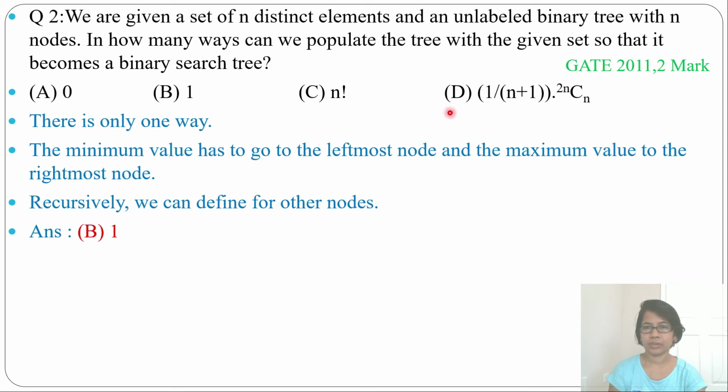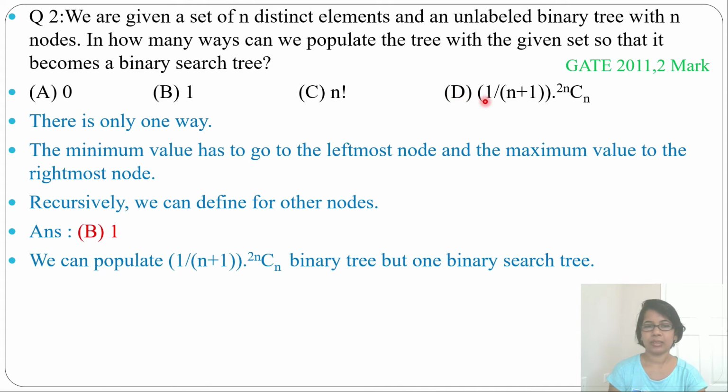Here one option given is D, and I will discuss this. We can populate 2nCn by n plus 1 number of binary trees. But here it is asking the number of binary search trees. So the number of binary search trees will be 1, but if you need to populate a binary tree, the number of binary trees, then it will be 2nCn by n plus 1. So here it is asking about binary search trees, so it is 1.